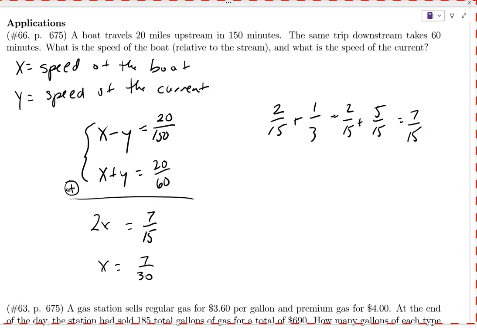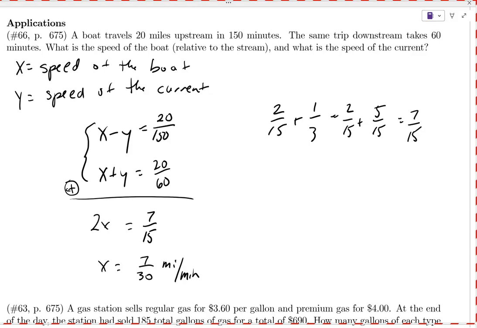Again, the units for this, since we did 20 divided by 150, that's miles per minute. We did 20 divided by 60, that's also miles per minute. This should be miles per minute. If you wanted to convert it to miles per hour, just need to multiply by 60 and you get 14 in that case.